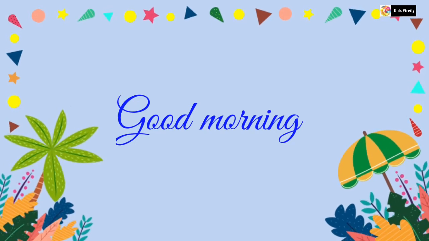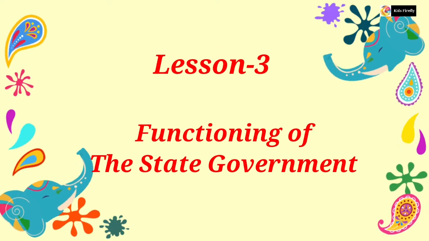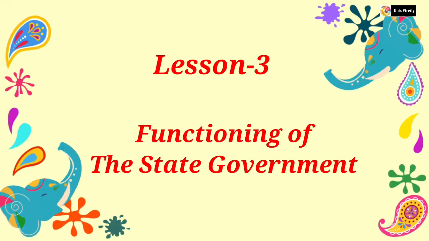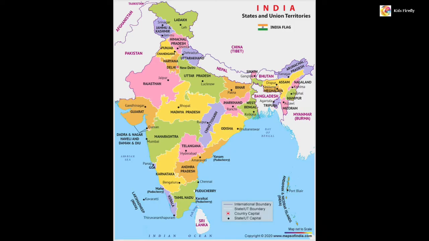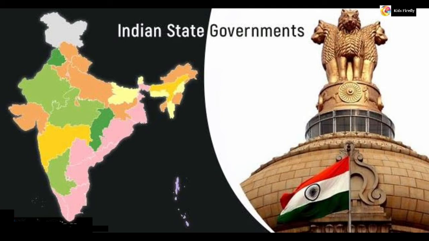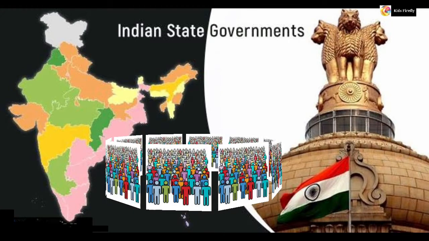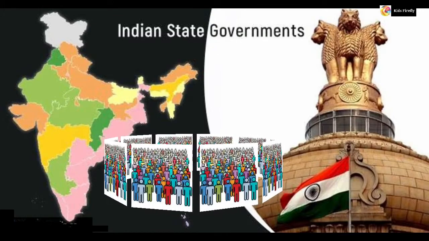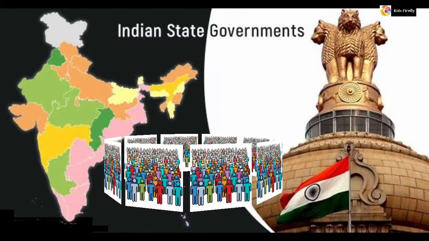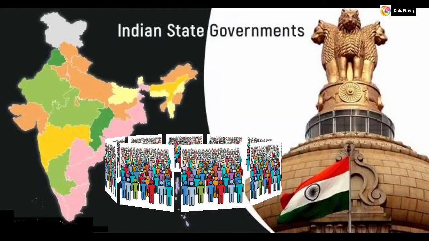We'll begin a new lesson in Civics, lesson number 3, Functioning of the State Government. India is a union of states, with every state having its own government. The state governments are responsible for making laws for the people of their states. They also have the power to launch schemes and programs for the welfare of the people in their state.